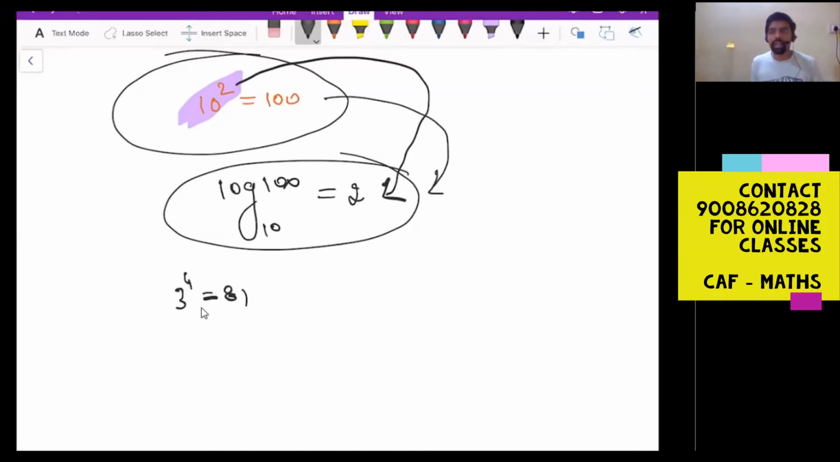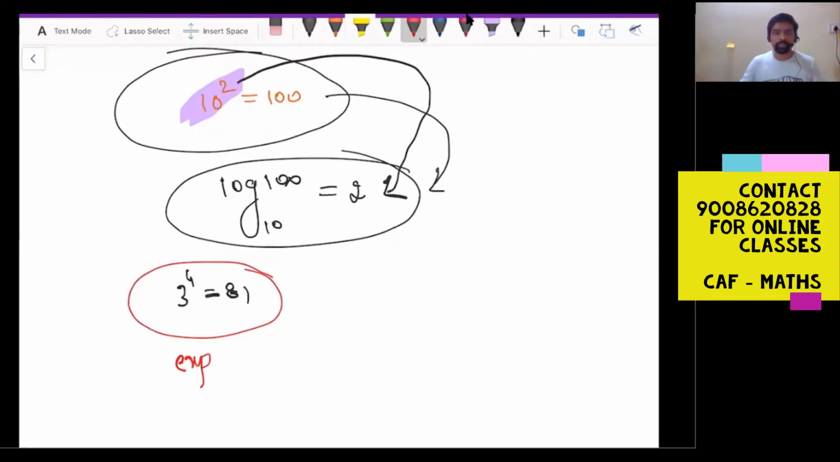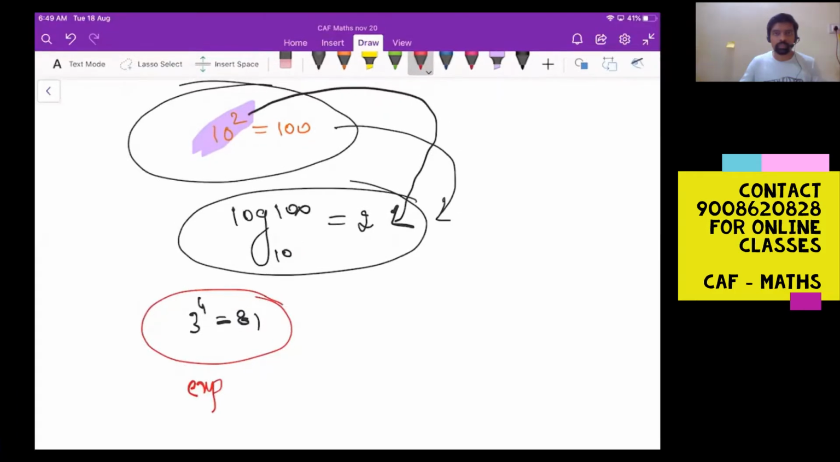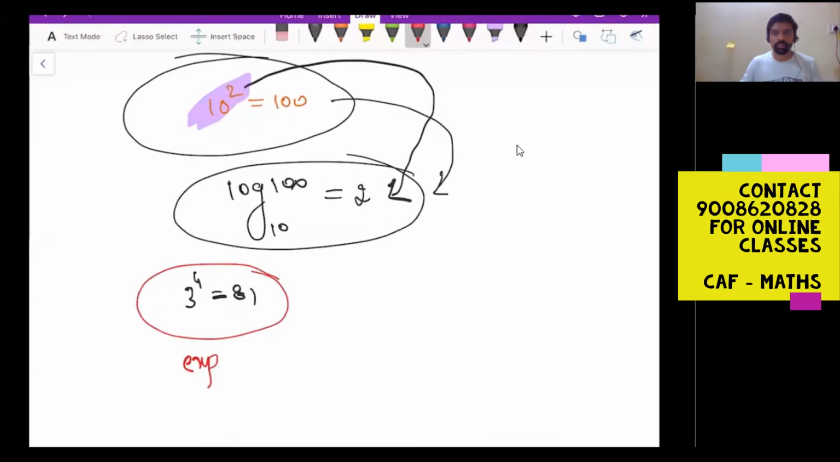Okay, now 3 power 4 is equal to 81. Please try this on your own. Try to express this in logarithmic form. Now this is in exponential form. Can you express this in logarithmic form, please? Have you tried? Log of 81 to the base 3, always the exponent will be the answer. So log of 81 to the base 3 is equal to 4.